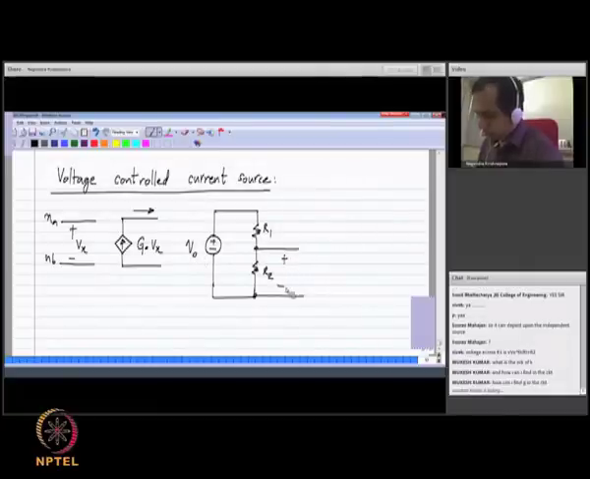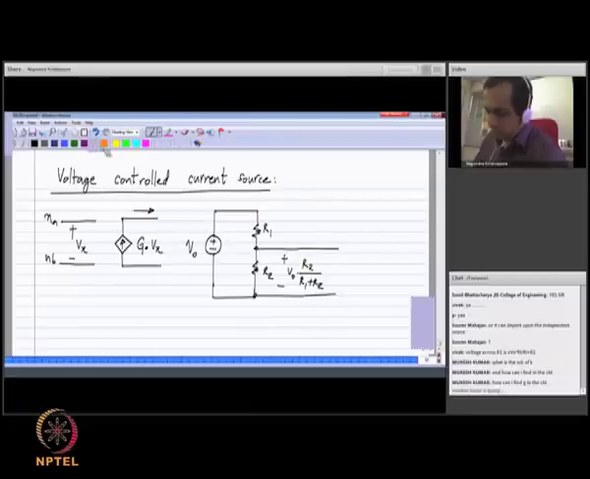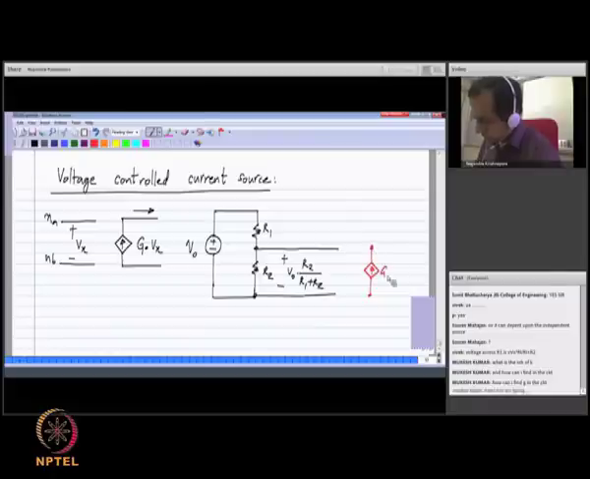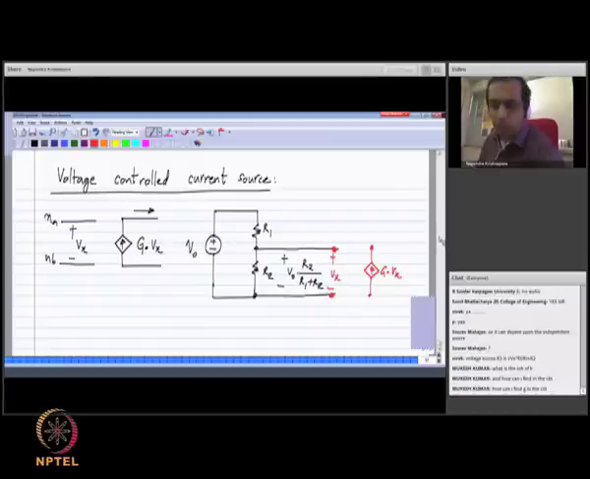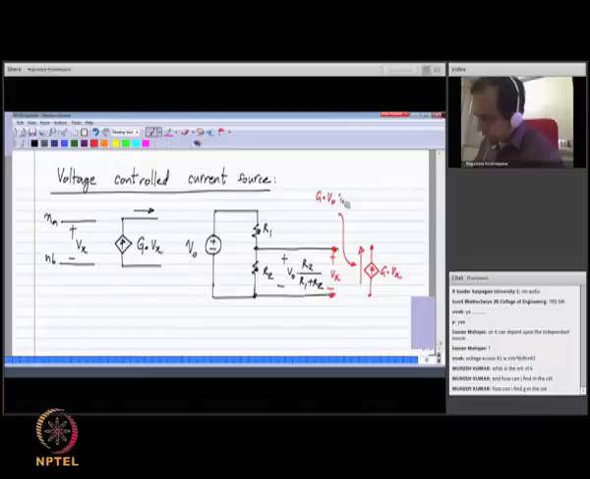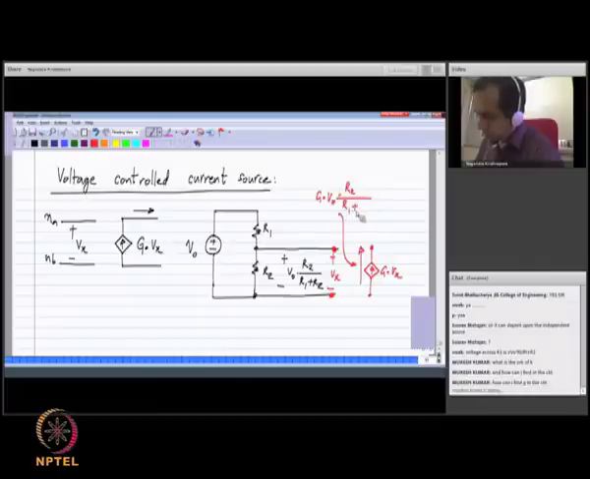Okay, so again, taking the same simple example, if I have V0, I have V0 R2 by R1 plus R2 across the resistor R2, and I could have a controlled current source which is G times Vx, where Vx happens to be defined like this in this circuit. Vx is the voltage between these two nodes. So what this means is the controlled current source will force a current which is equal to G times V naught times R2 by R1 plus R2.